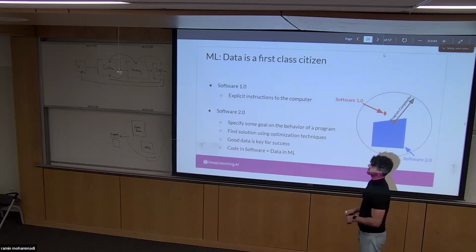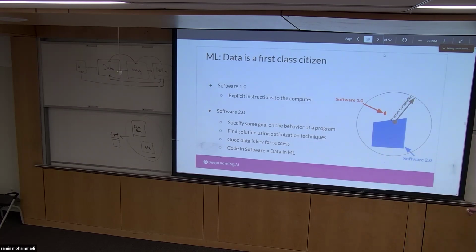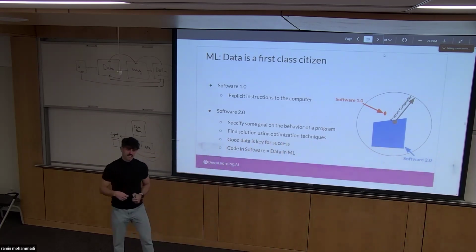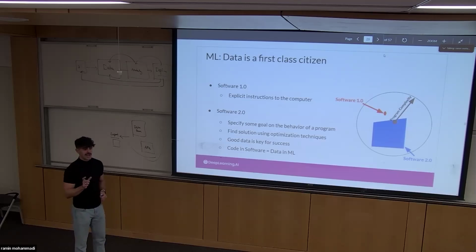First thing, it's actually really interesting. In ML, data is a first-class citizen. That's an interesting thing to memorize. When we deal with software, in software engineering, code is the first-class citizen, right? In ML, it's the other way around. Data is the first-class citizen. That tells you how important the data is.